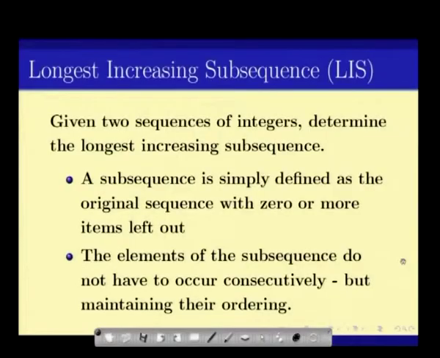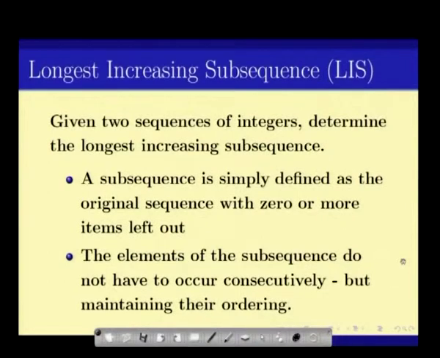Let's start with it. The idea is that given a sequence of integers, we want to determine the longest increasing subsequence. A subsequence is simply a set of elements in the sequence. That is, we take the original sequence, we can drop some of the symbols, and whatever we are left with is a subsequence. If the elements of the subsequence are increasing, that means if a particular symbol is picked up and it is smaller than all the other symbols that are picked up after it, then it is called an increasing subsequence. So we want to look at the longest increasing subsequence.